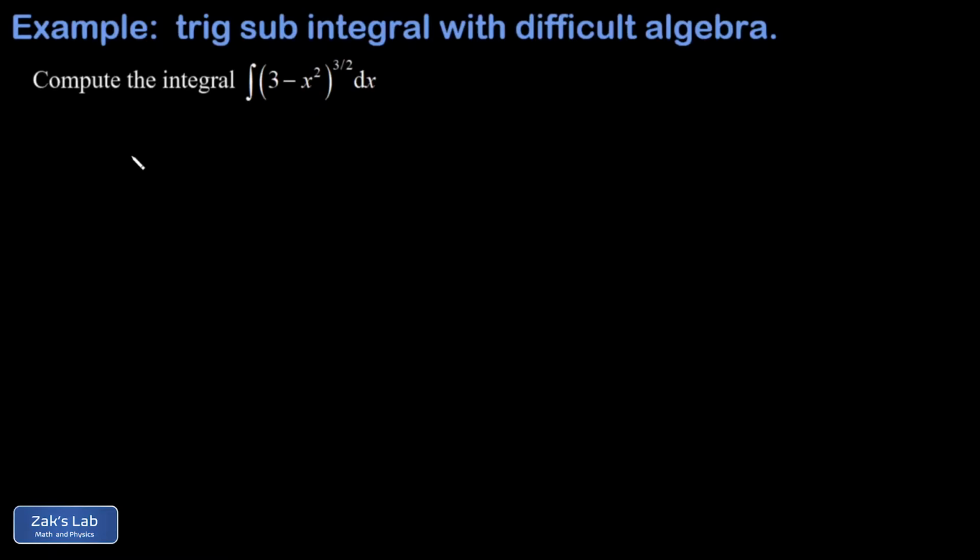In this video, we're computing the integral of (3 minus x squared) raised to the 3/2 power. At first glance, you can tell immediately this is a trig substitution kind of integral. I'm going to make a substitution to try to build a single squared trig function inside those parentheses. That will simplify the exponent of 3/2.